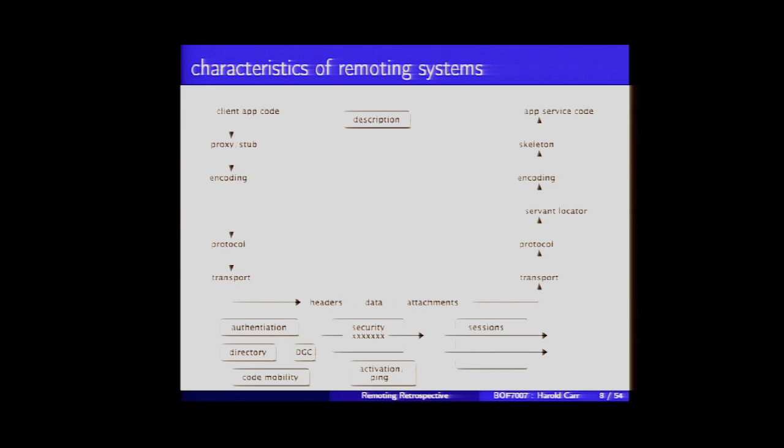And then it does the opposite, basically, on the other side with one extra bit, which I'm calling a servant locator here. And the servant locator, we'll get into that, but it just means find the code that's going to run this for me finally.